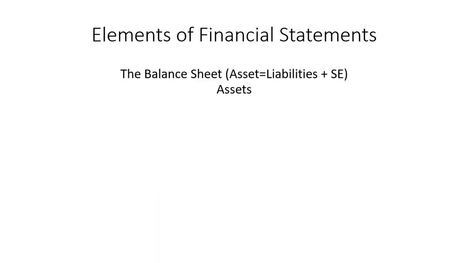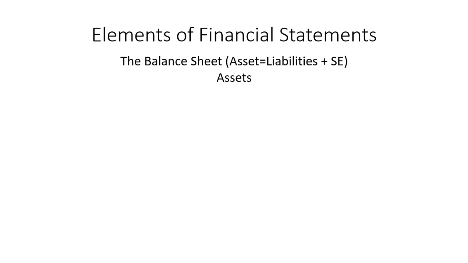Okay, so here's what you got. Elements of financial statements. I'm just going to review the financial statements. First of all, the balance sheet. Now, keep in mind, the balance sheet equation, I'm just doing this to remind you, is assets, that should be a plural, by the way, assets is equal to liabilities plus owner's equity.